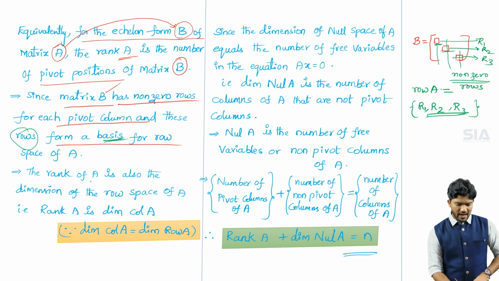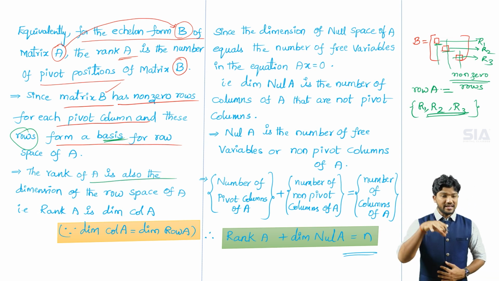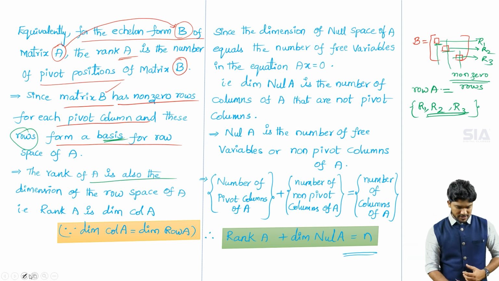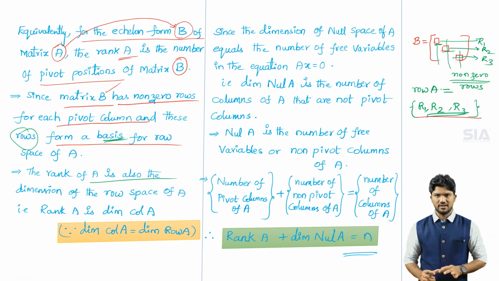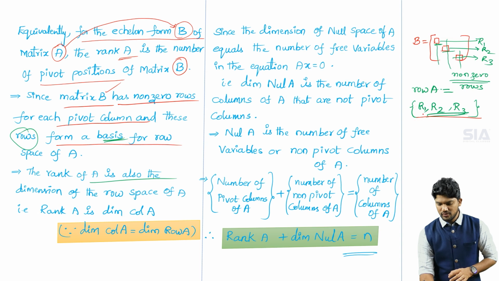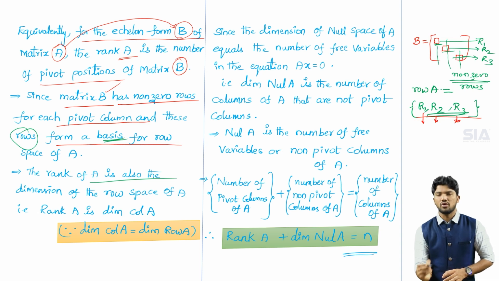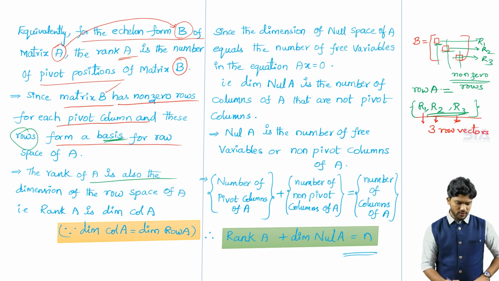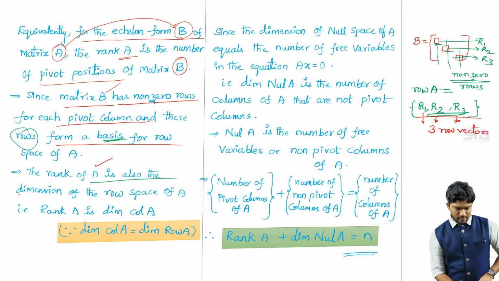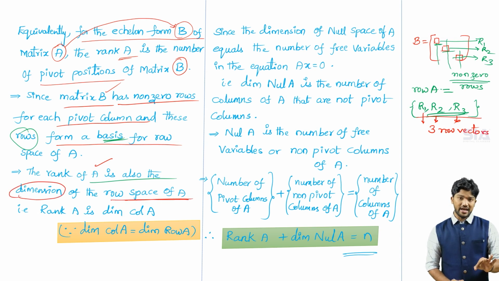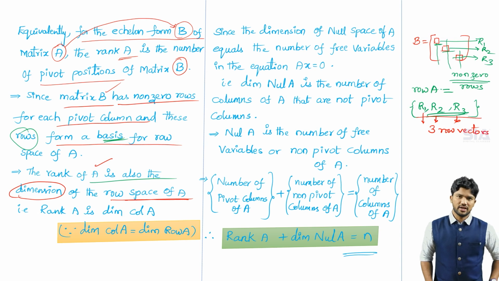Now the rank of capital A is also the dimension of the row space of A. ఇప్పుడు మనకు రో స్పేస్ ఆఫ్ ఏ వచ్చింది కదా, సో ఫర్ ఎగ్జాంపుల్ here R1, R2, R3 is the row space of capital A. Now dimension అంటే we can count the total number of the row vectors. Here there are 3 row vectors. Okay, 3 row vectors. So therefore we can say that rank of capital A is also the dimension of the row space of A. So therefore the dimension here is 3. Okay, the dimension is 3.